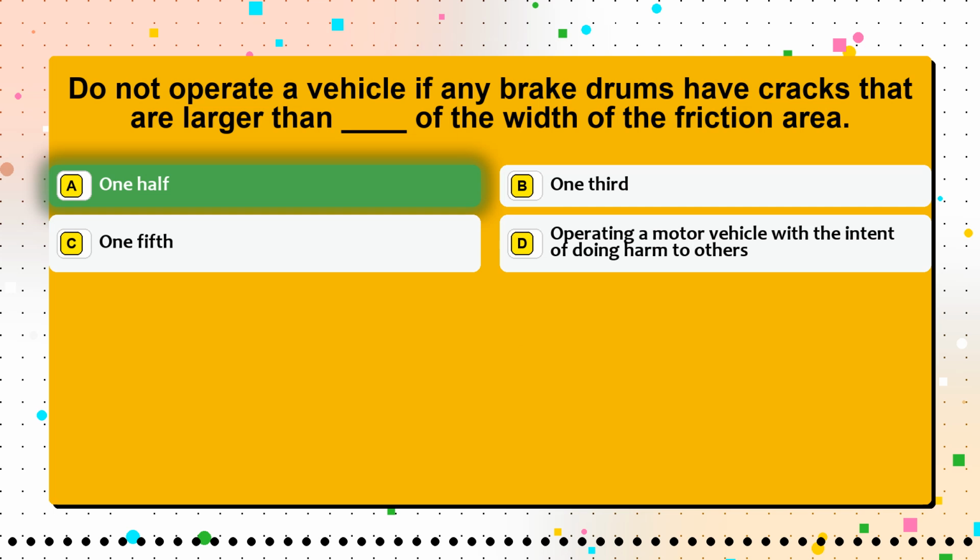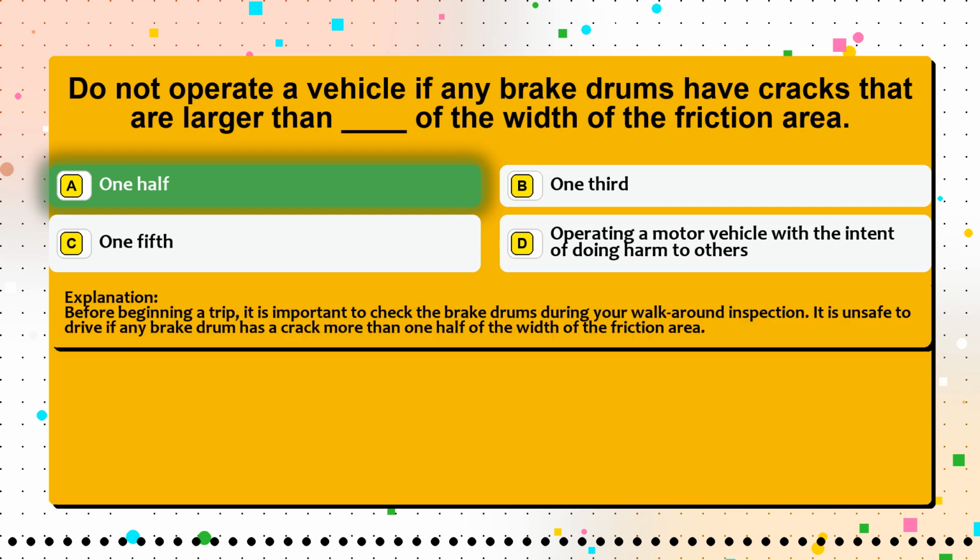The correct answer is option A, 1/2. Before beginning a trip, it is important to check the brake drums during your walk-around inspection. It is unsafe to drive if any brake drum has a crack more than 1/2 of the width of the friction area.